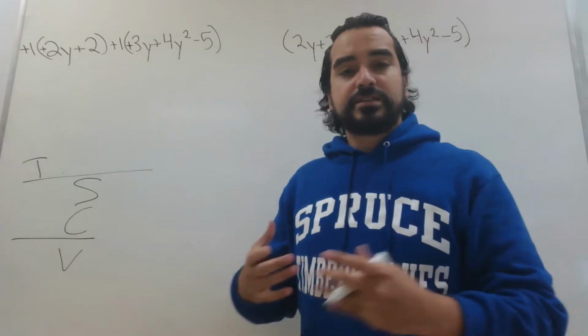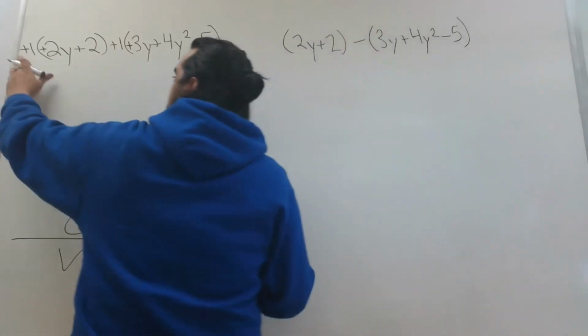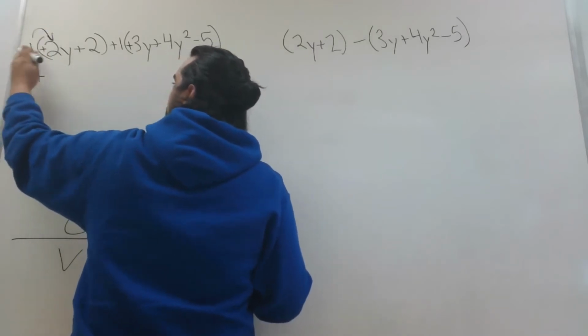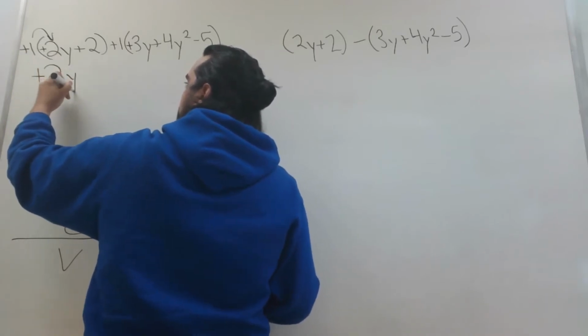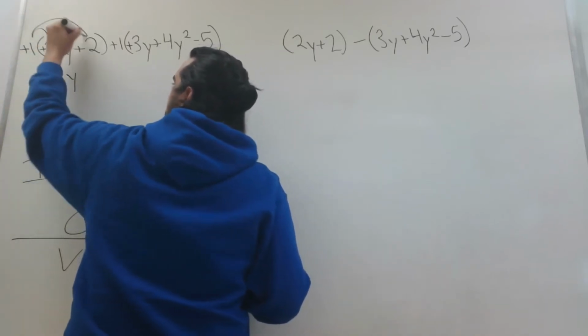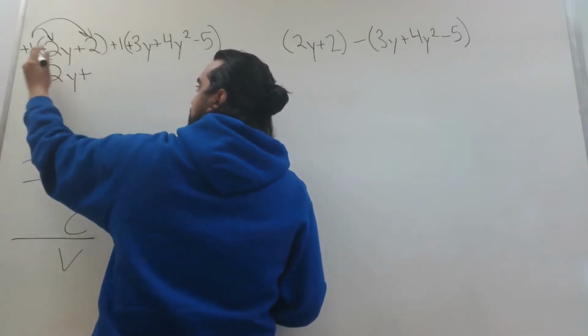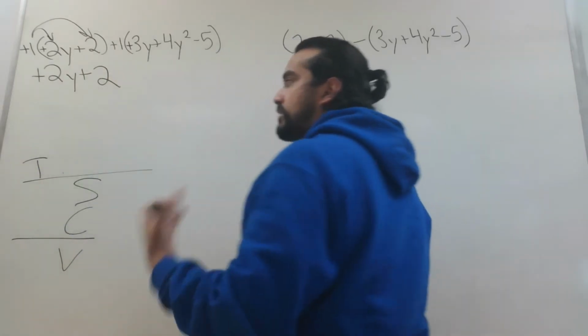Now that we have this, let's go ahead and distribute the positive 1 times everything. Positive times a positive is a positive. 1 times 2 is 2y. Then we have a positive 1 times a positive 2, positive times a positive is a positive, 1 times 2 is 2. So we got rid of the first parentheses.